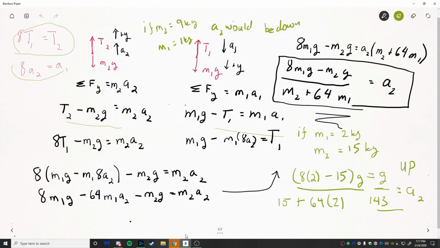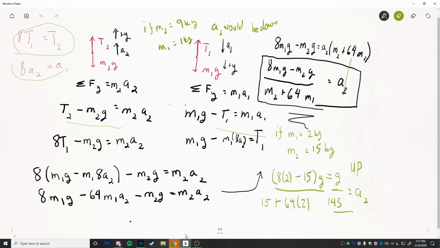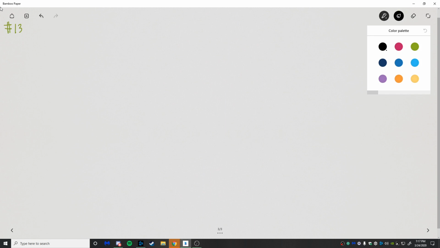Okay, so we need a new page. That would be done by this, hopefully. And now we're talking about, what is this, number 13? So in this problem, what we have is a wedge. This is extremely similar to a problem that's number 571, I think, in your guys' lab manual.